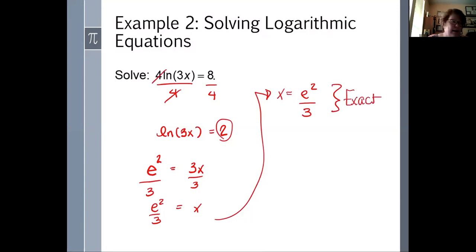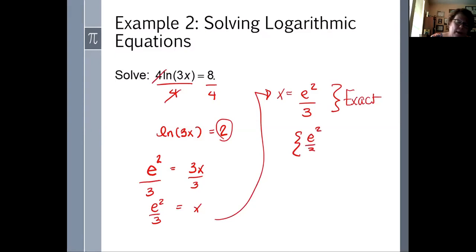If I wanted to find a decimal approximation to that, I would go to my calculator, I'd square e, and then I divide that result by 3. And this is not going to cause an issue with my domain. e squared divided by 3 will be a positive number. So when I replace x with that positive number and multiply it by 3, that's still going to be positive. So it's going to be the logarithm of a positive number, and that will be okay. So this is the solution.